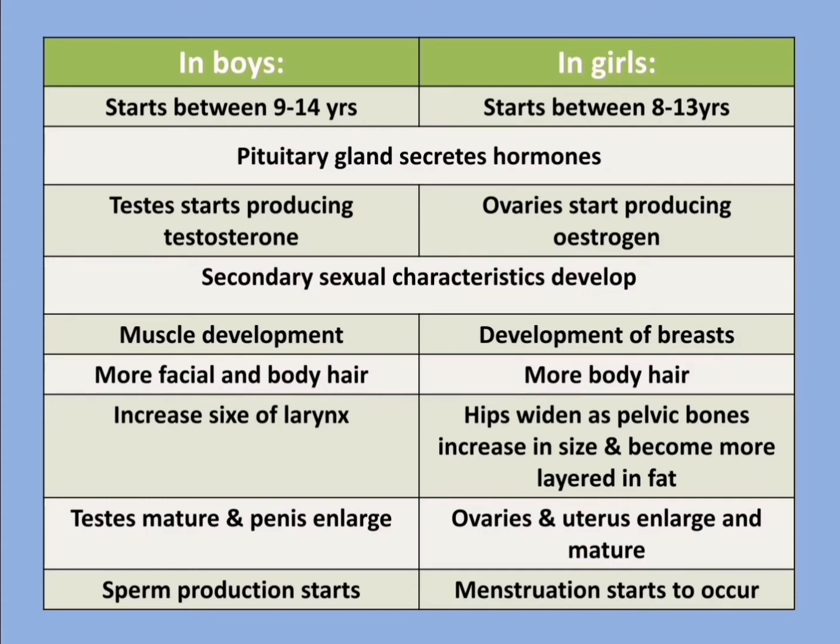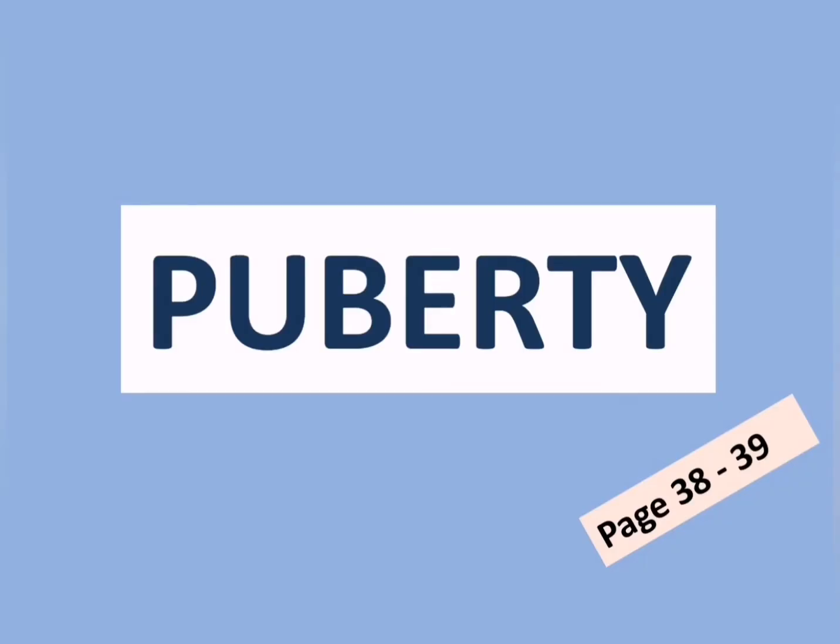In girls, the ovaries that start producing estrogen will cause the development of the breasts, also a bit more body hair. The girl's hips will usually widen, the pelvic bones increase in size and become more layered in fat, so their hips look a little bit rounder. The ovaries and uterus will also enlarge and mature, and very importantly, menstruation starts occurring. Puberty can be found in your textbook between page 38 and 39.